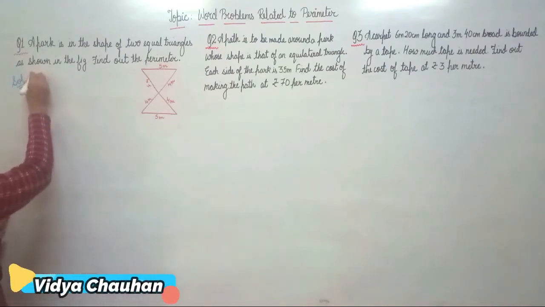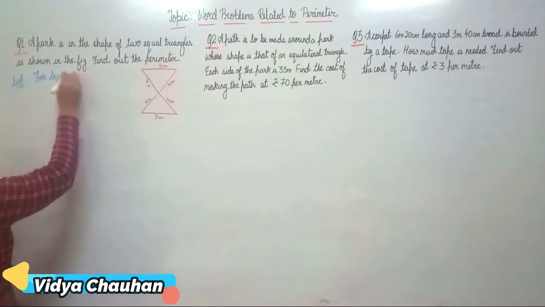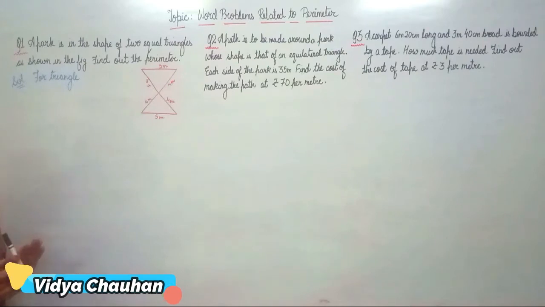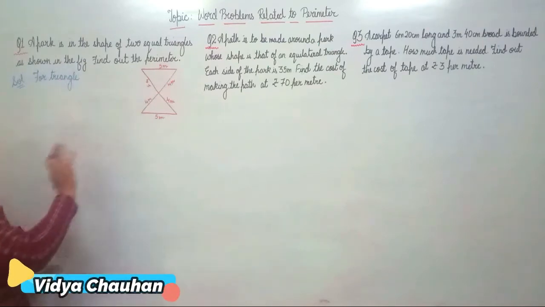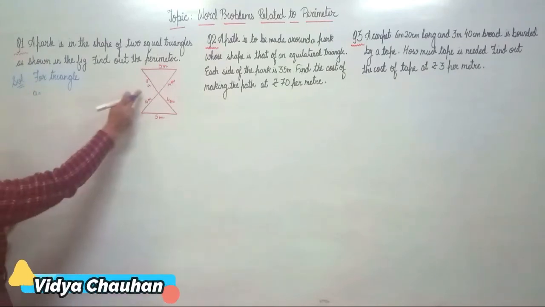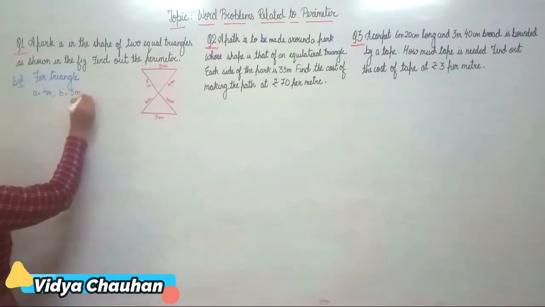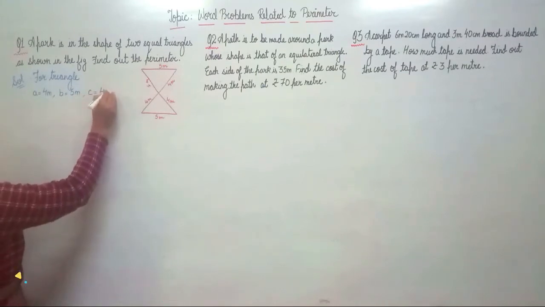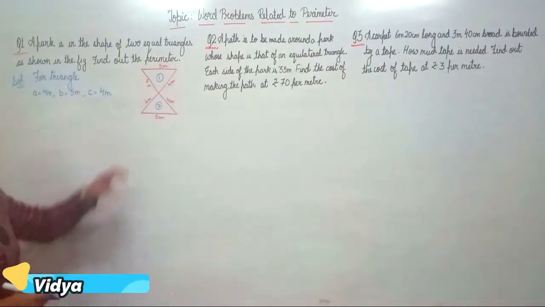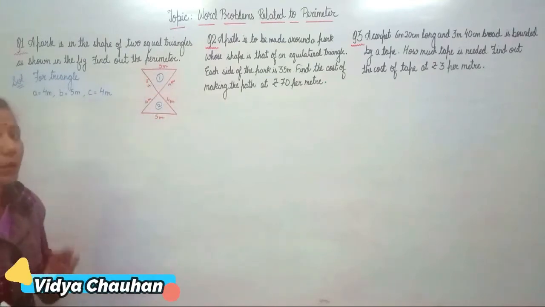So very first, for the triangle, since both the triangles are of equal measure, you can just write it as for triangle. If the triangles were of two different measures, then we could have taken triangle 1 and triangle 2. Right students? Now for the triangle, what is the measure of the three sides? Side A is equal to 4 meter, side B 5 meter and side C again 4 meter. Both triangles have the same side measures: 4 meter, 5 meter, 4 meter.